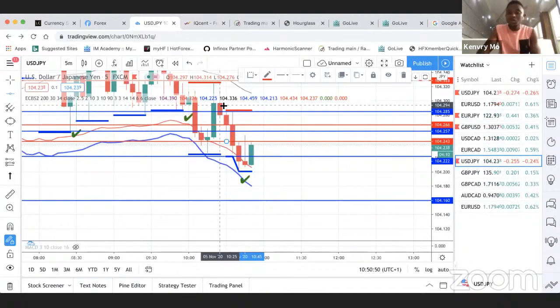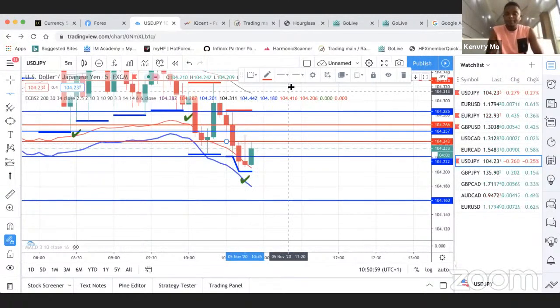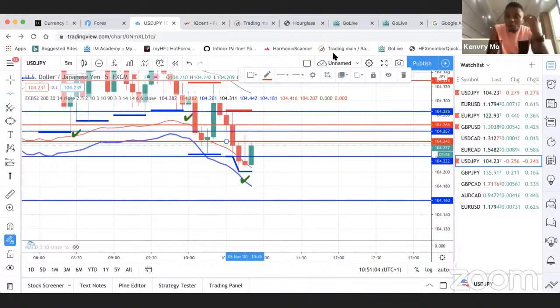All right. So you can see it respected this ceiling that we marked before. If you know how to draw your support and resistance, you wait for the cash trap. All right. It will always respond.